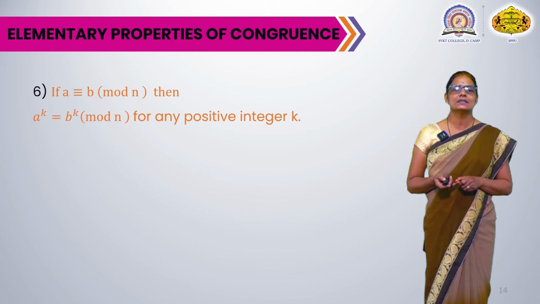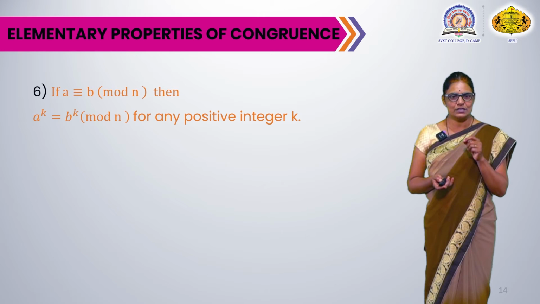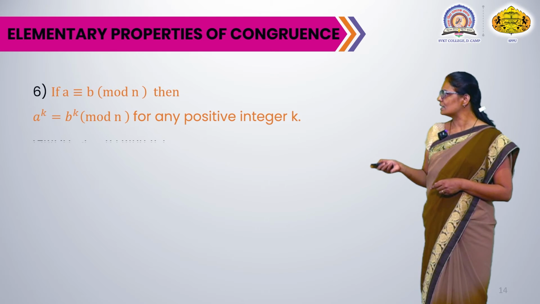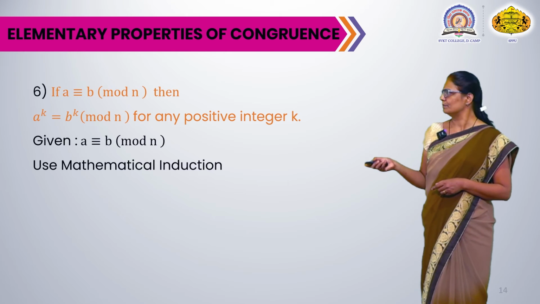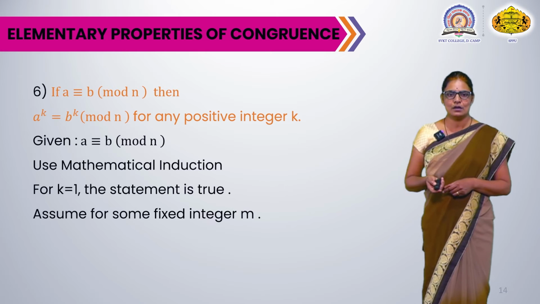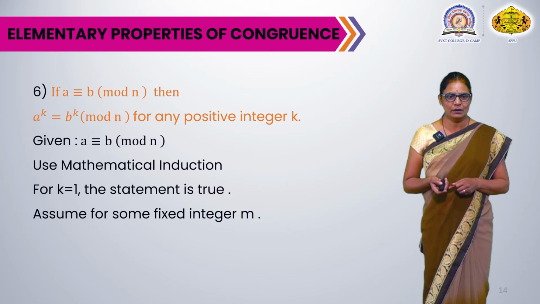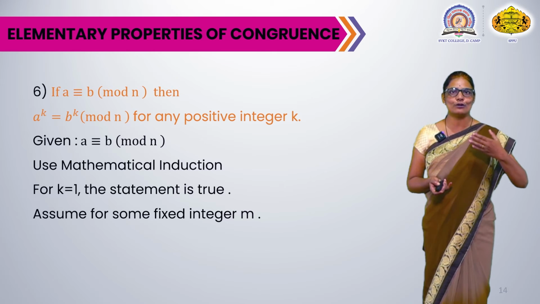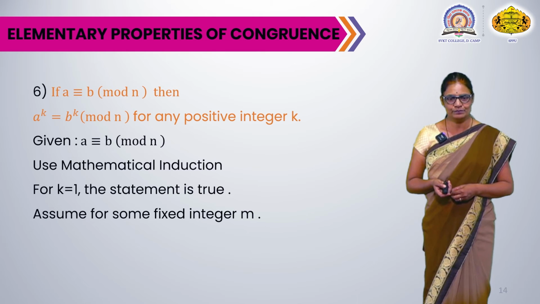To prove this, first we use mathematical induction. We want to prove the statement a raised to k is congruent to b raised to k modulo n by using mathematical induction. So let us prove the result for k equals 1. If you put k equals 1, the statement becomes a is congruent to b modulo n, which is already proved because of the given. We are given a is congruent to b modulo n. So this statement is obviously true for k equals 1.